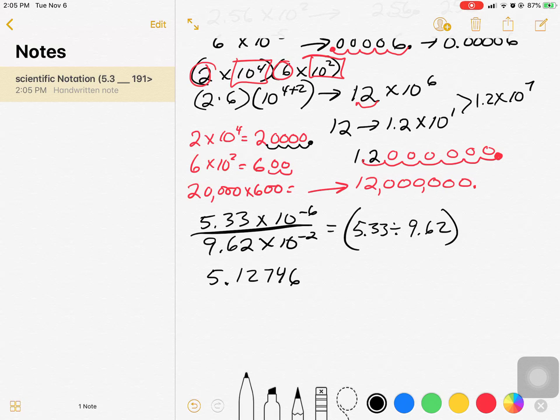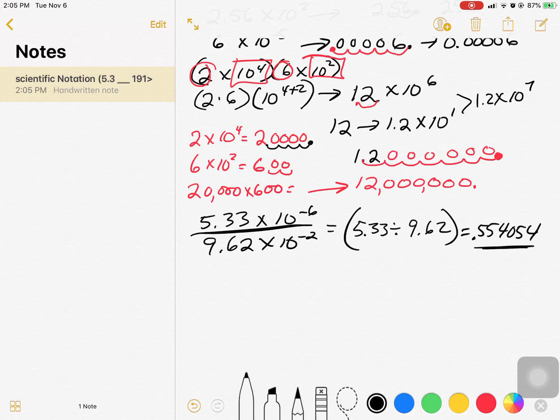Okay. Let me check that. That doesn't sound right. I should get a much smaller number. 5.33 divided by 9.62. Yeah, that's wrong. Sorry, I pushed the wrong button. I think I multiplied or something. It's right over here. 0.554. That makes more sense. Lots of decimals, and it keeps going. So I'm just going to stop right there. All right. That number divided by that number is that number.